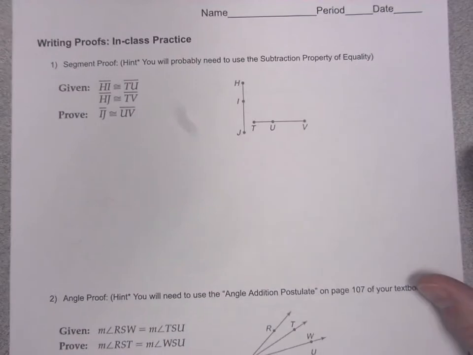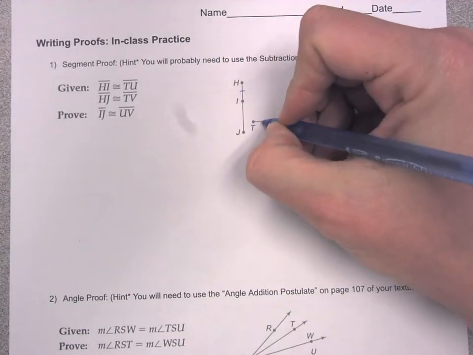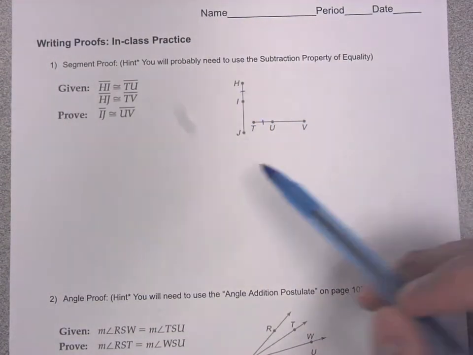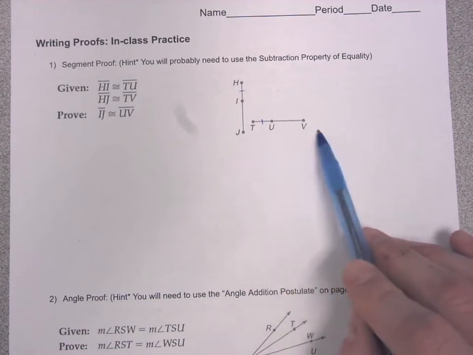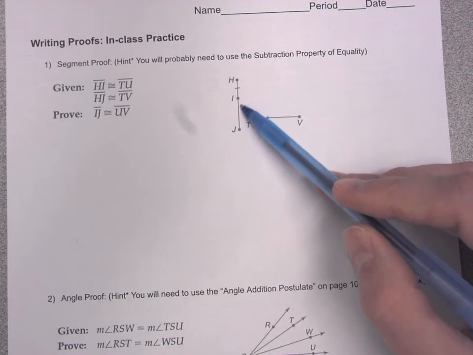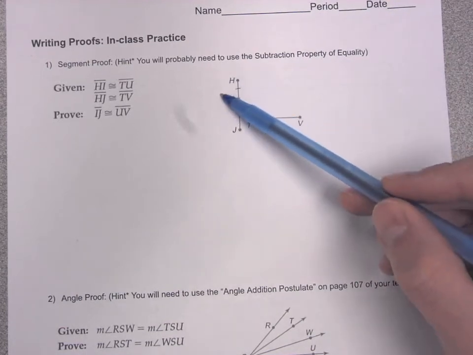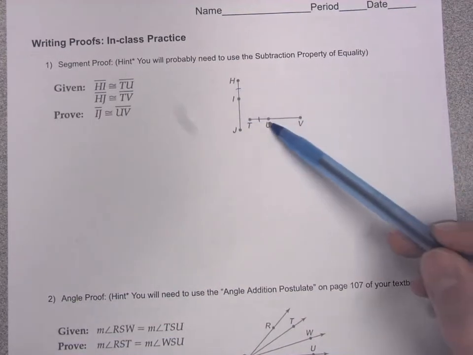First thing, we're just going to look at the given. So HI is congruent to TU. So that's this guy and this guy. Okay. We also know that HJ, the big segment, is congruent to TV, the big segment. So it's kind of hard to mark these congruent on the figure. I don't know yet that this is congruent to this. That's what I'm trying to prove. So I know short is congruent to short, and the long is congruent to the long. What I'm trying to show is that the medium must be congruent to the medium.